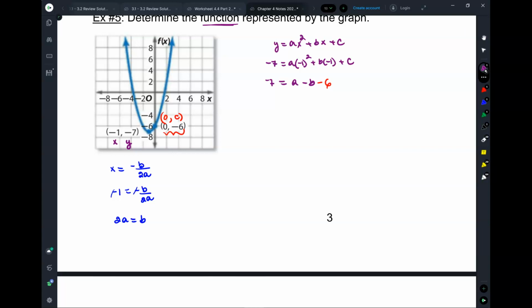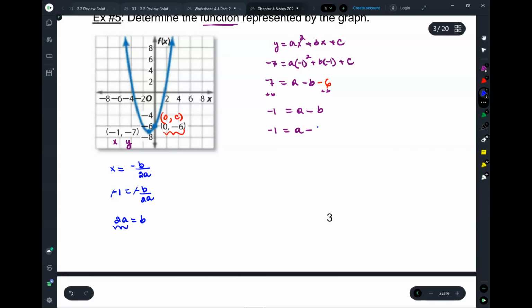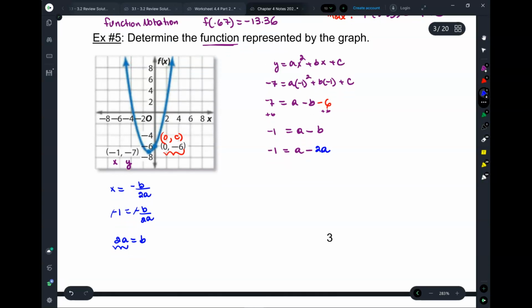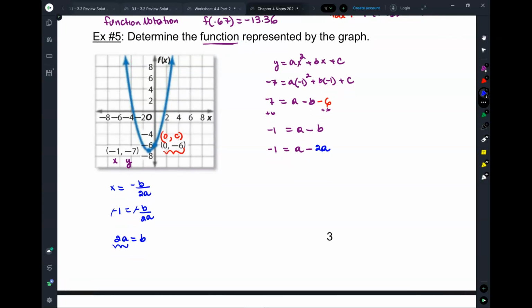So let's come back to our equation. When I add 6 to both sides, what do I have? Negative 1 is equal to a minus b. But this means negative 1 is equal to a minus, what's b? 2a. It's like pieces of a puzzle. I add 6 and I add 6. Oh, it's a negative. Negative 7, yeah.